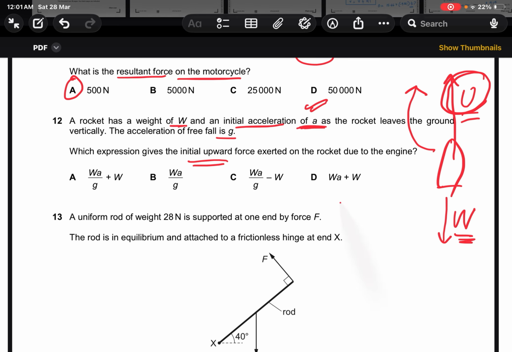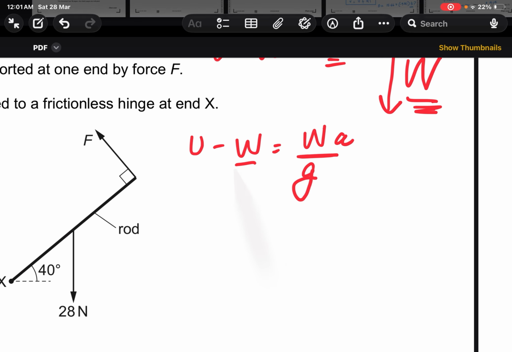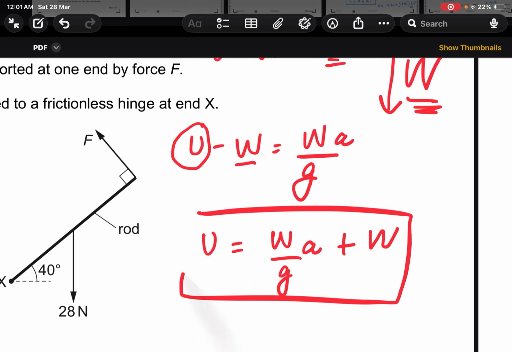So I know that U minus W, which is going to give me the resultant force, equals MA. Now I know that in my answer there is no M. So for M, I can simply write another expression. What is mass? Mass is your weight divided by gravity, so M equals W upon G, times A. Now I need to find this upward force. This W is being added here; on the other side, it's going to be subtracted. So U equals W upon G times A plus W. That is the expression I get for my U force.